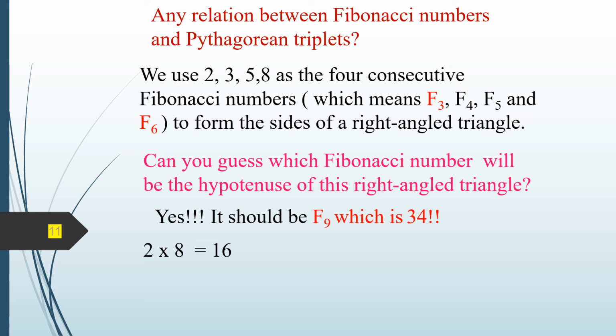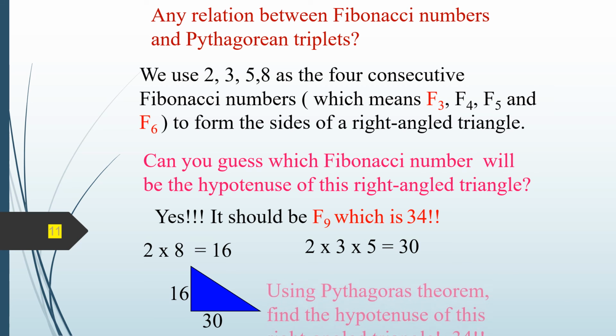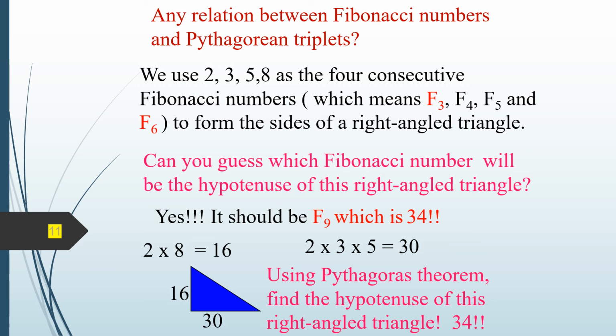Let us check. 2 times 8, 16. 2 times 3 times 5, 30. Let us find the hypotenuse of this right angle triangle using Pythagoras theorem. It is 34.